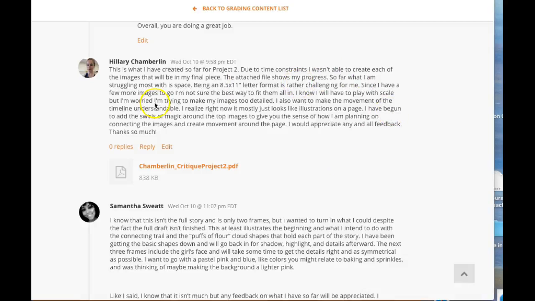So you're talking about struggling with space, the 8.5 by 11 confining format, challenges, not sure how to fit them in, playing with scale, worried about making the images too detailed. These are all very, very common issues associated with this assignment. So to be expected, right? So no problems there. You're experiencing the same things that present themselves to your peers when addressing this assignment. So no worries there at all.